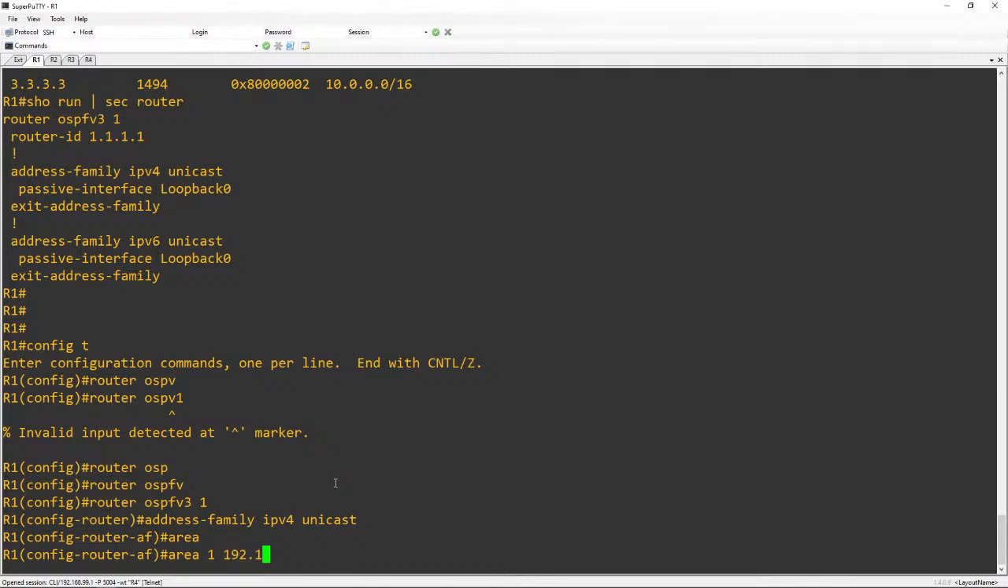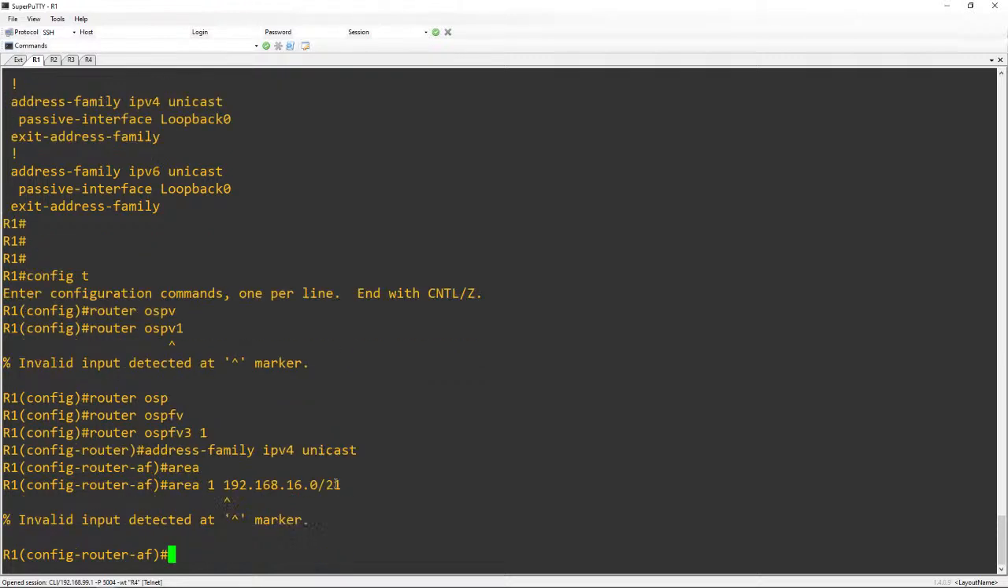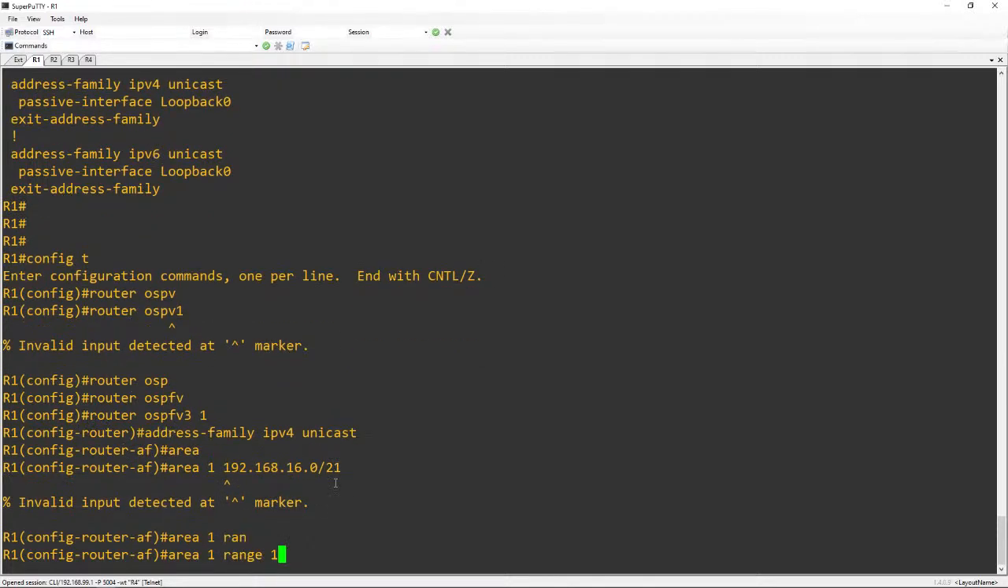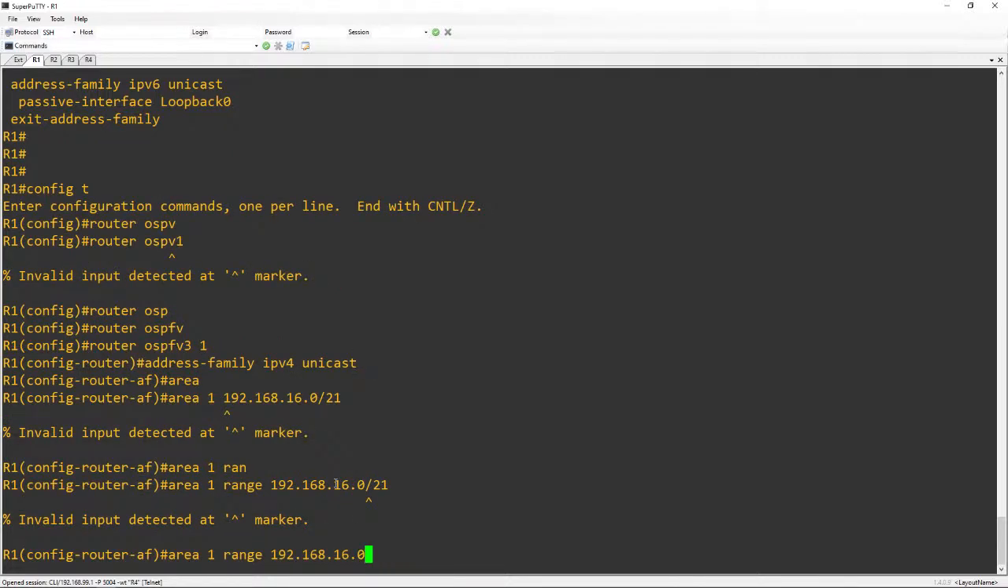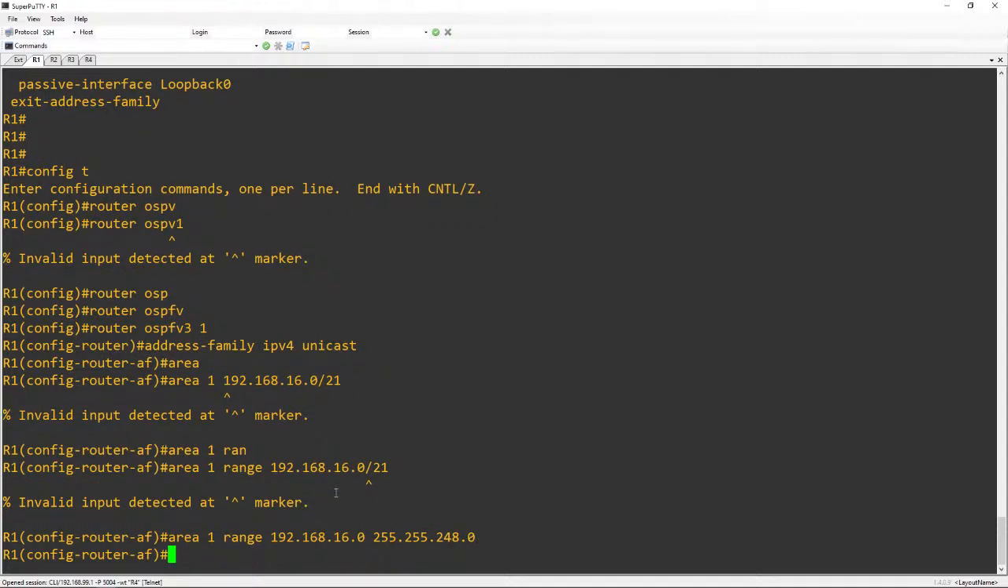I'm going to create a summary from area 1. It's going to be 192.168.16.0/21. Oops, area range. I forgot my range command. 192.168.16.0/21. Oops, 255.255.248.0. EIGRP allows you to use a prefix notation, / notation. OSPF doesn't. Now, I'm only doing that in IPv4. I would do a similar thing in IPv6. Obviously, it would be v6 prefixes, but we don't really have anything to summarize in v6. So we're not going to do that.